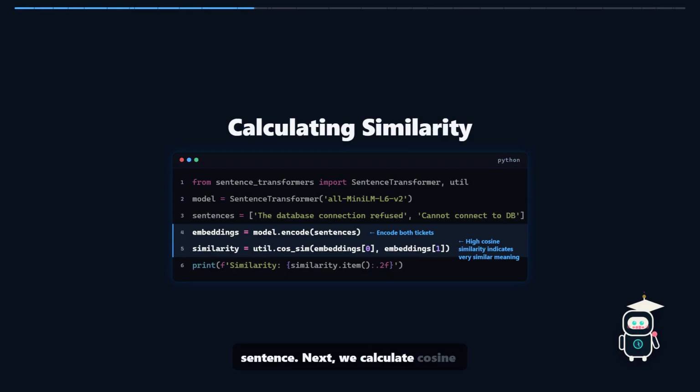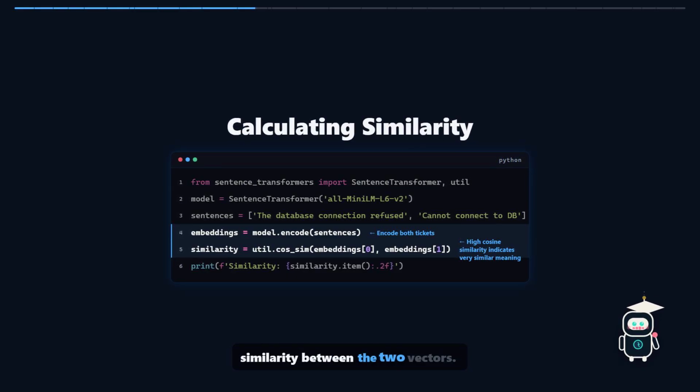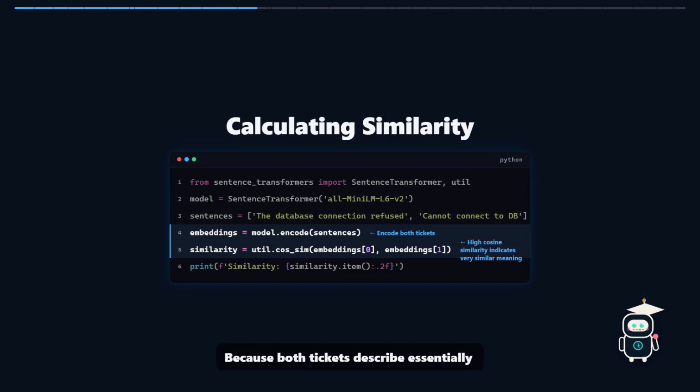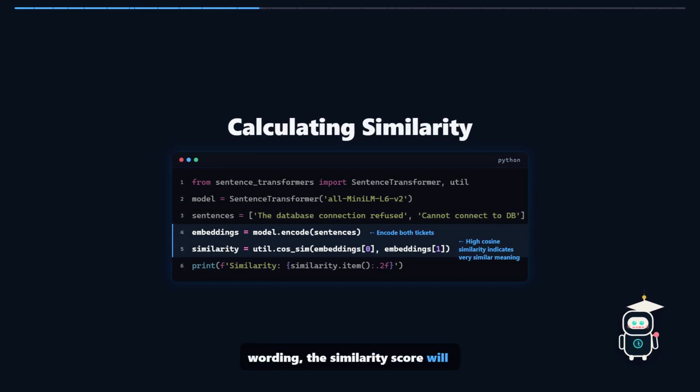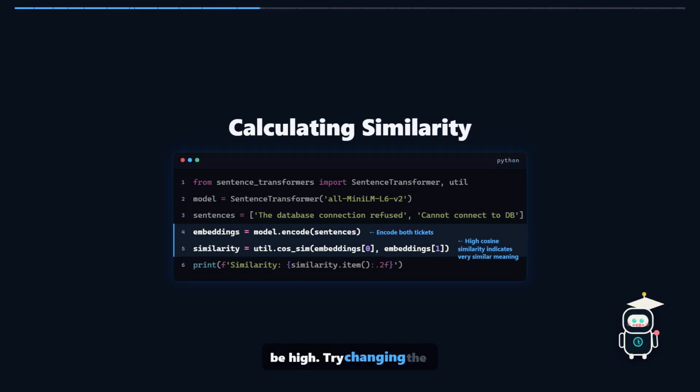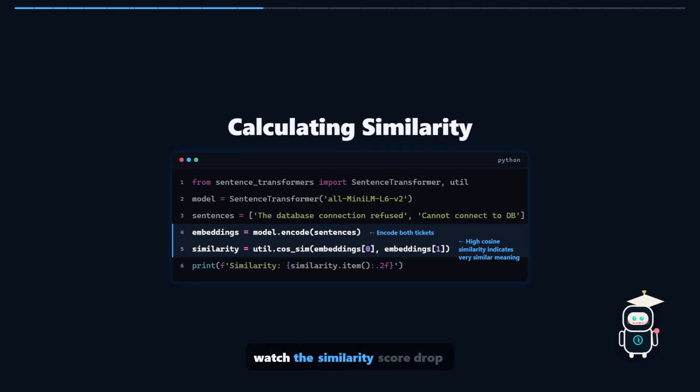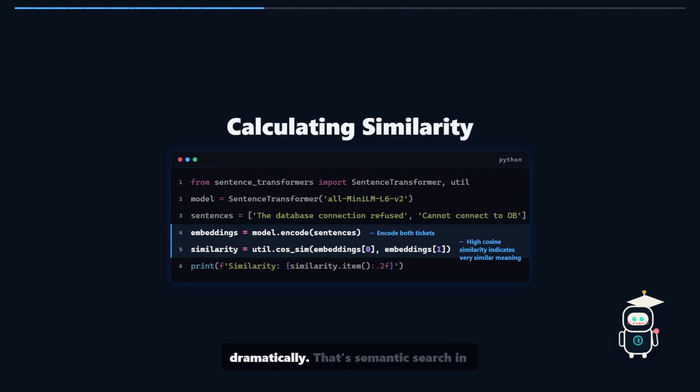Next, we calculate Cosine similarity between the two vectors. Because both tickets describe essentially the same problem using different wording, the similarity score will be high. Try changing the second sentence to something unrelated like "reset user password" and watch the similarity score drop dramatically. That's semantic search in action. Not matching words, but matching meaning.